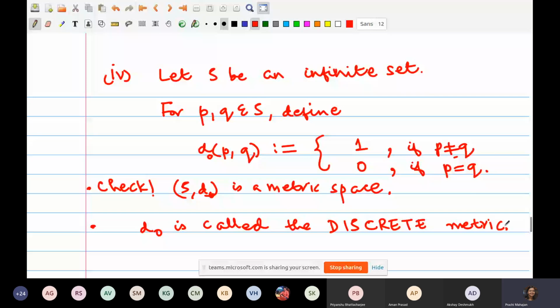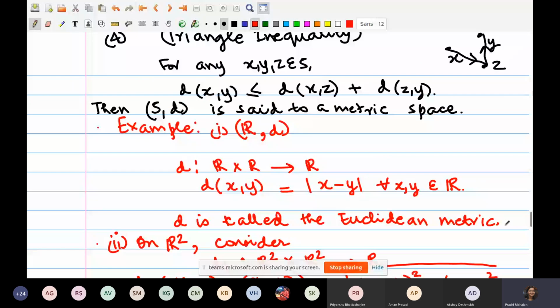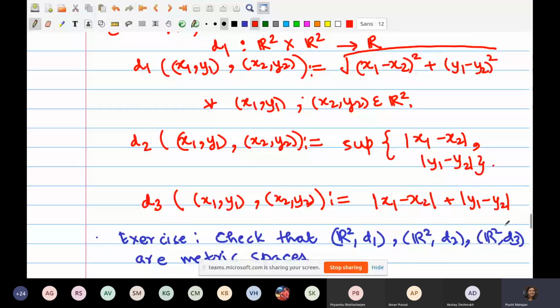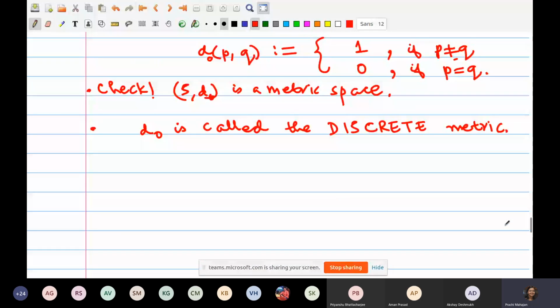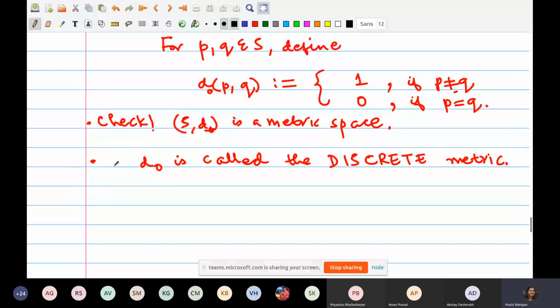Okay, so let's check whether properties 1, 2, 3, and 4 in the definition of a metric space are satisfied for this definition. Let's see, what is the first one? The first one is that the distance between any two points is positive. That is true, right? So let me check that. Is this okay?